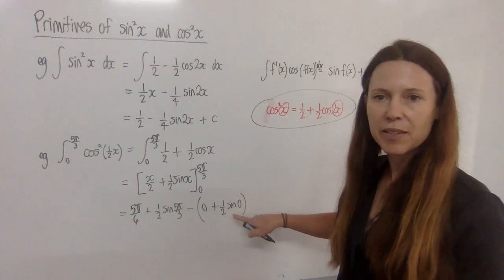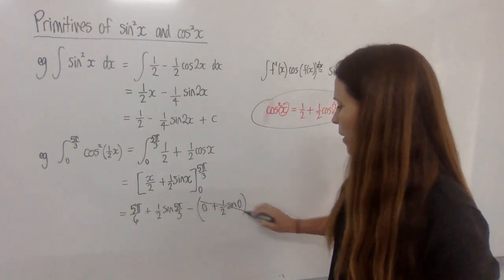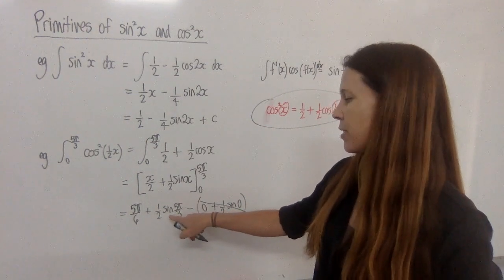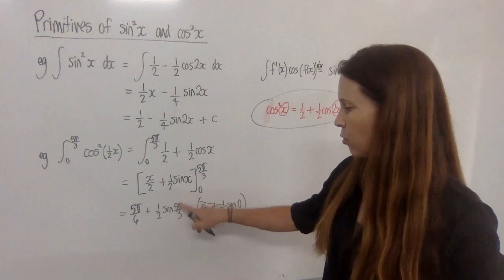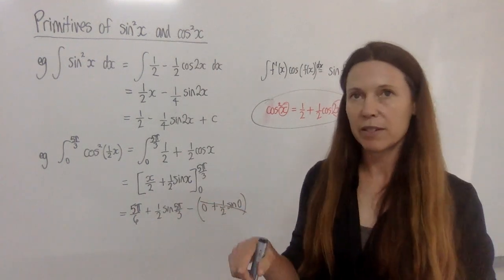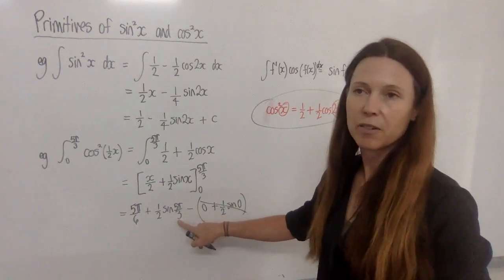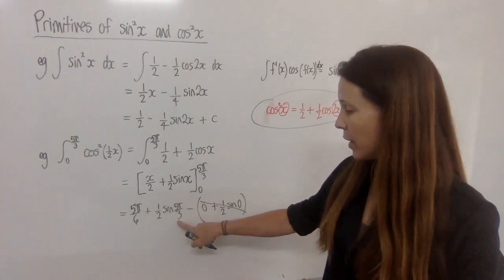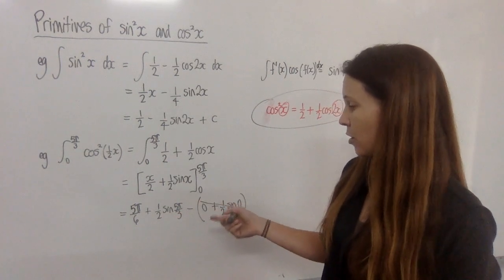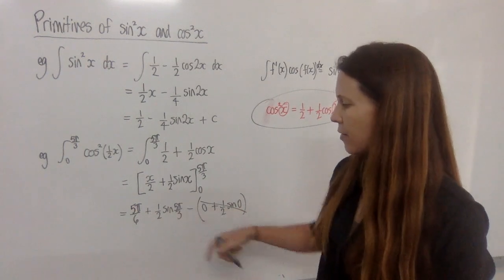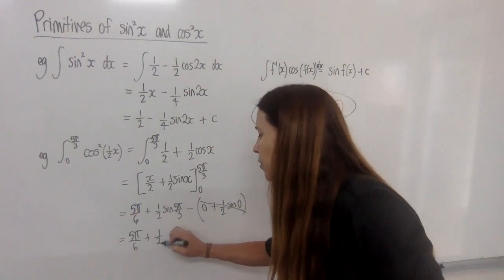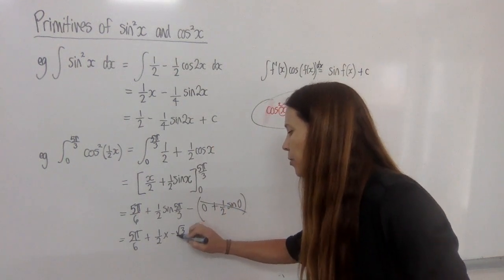Now I can see straight away that the sine of 0 is 0, so this whole part becomes worthless, it's nothing. So now here, the bit of thinking I need to do is, what is the sine of 5 pi on 3? Well, 5 pi on 3 is a lot like the sine of pi on 3, and pi on 3 is 60 degrees. And I know that the sine of 60 degrees is root 3 over 2. But this is going to be negative because 5 pi on 3 is not in the first quadrant, that's in the fourth quadrant, and sine's negative there. So I'm going to have my 5 pi on 6 here plus a half times negative root 3 on 2.